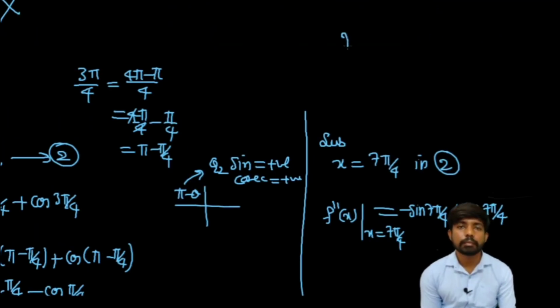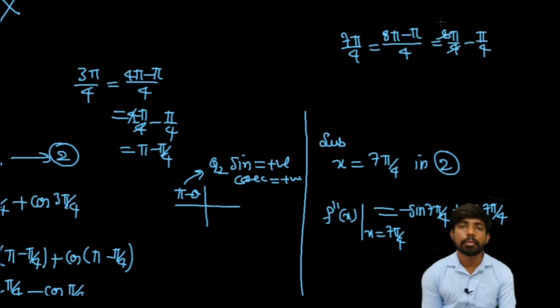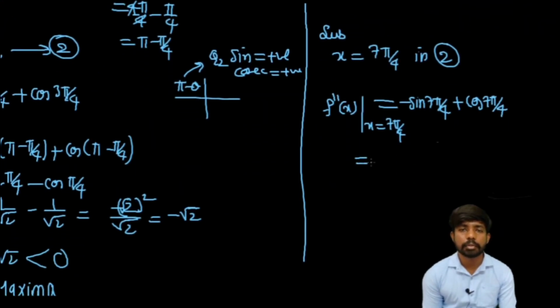7 pi by 4 can be written as 8 pi by 4 minus pi by 4. 4 twos are 8. So we can write 2 pi minus pi by 4. In the next step I will write this solution: minus sine of 2 pi minus pi by 4 plus cos of 2 pi minus pi by 4.